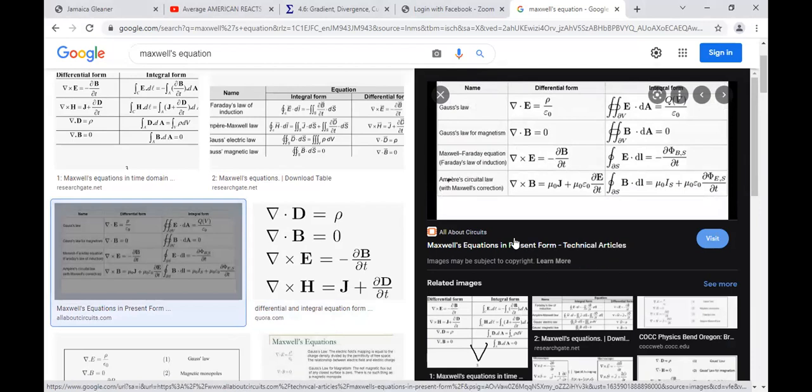So the first law is Gauss's law, where they take the dot product. So what Gauss said is that if you take the electric field and... I need a paper.